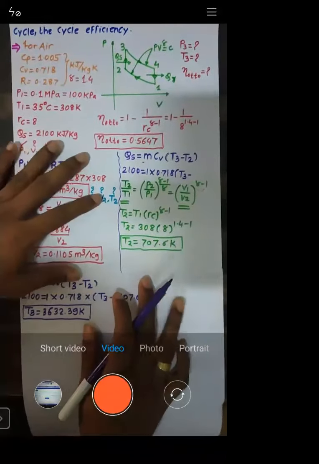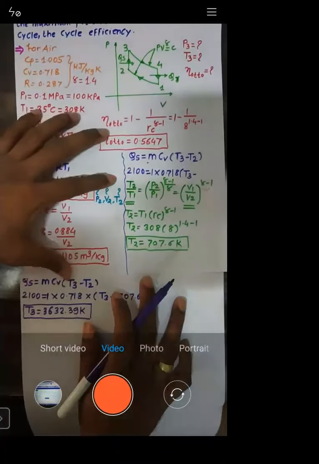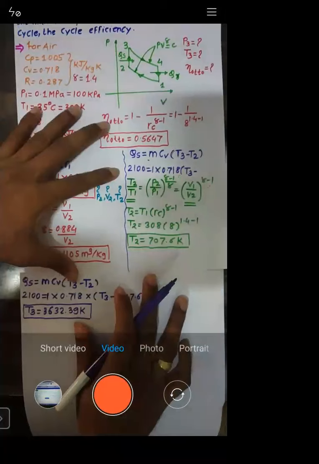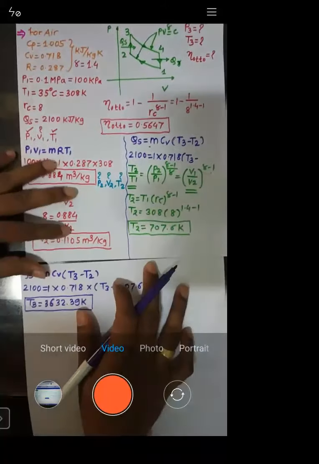Okay, we are interested now to get the value of P3. Now we want the value of P3. Now see how to get P3. Okay, how to get P3? Can anybody tell me how to get P3?